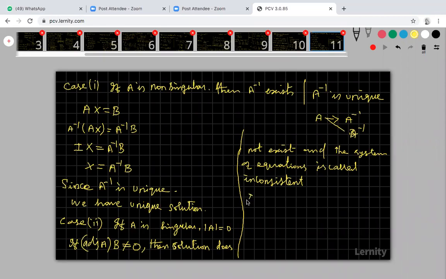Sir, if adjoint of A into B is equal to 0, then what happens? If it is equal to 0, then the system may be either consistent or inconsistent, as the system has infinitely many solutions or no solution. Right, if adjoint of A into B equals 0, then we may get an infinite number of solutions.